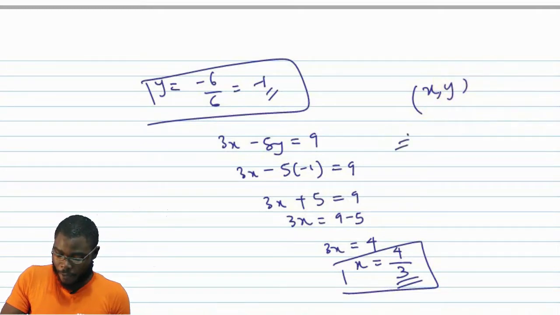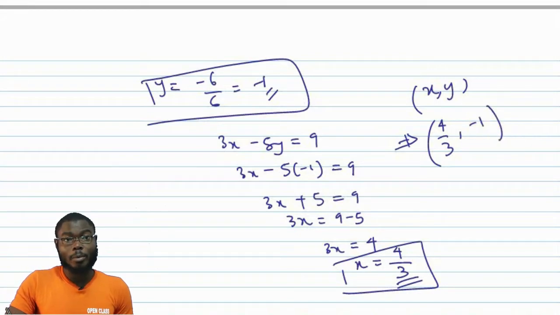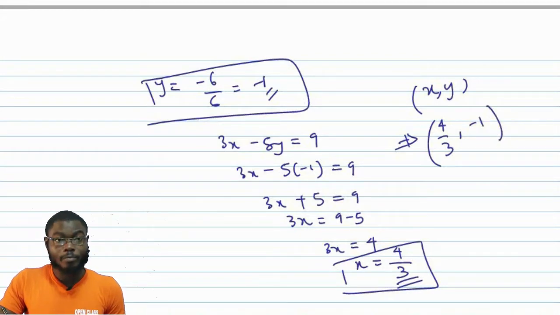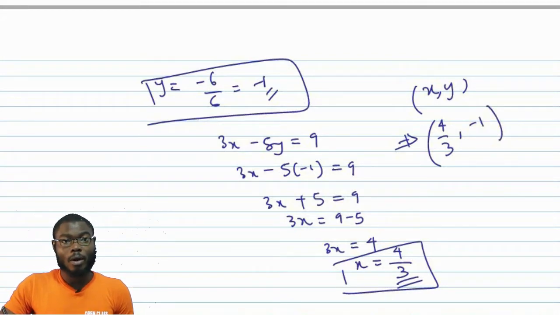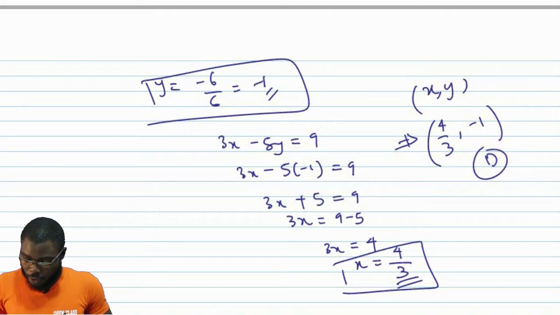If you write it that way, we have x equals 4 over 3 comma y equals minus 1. So if you look at your options, you have 3 over 4 comma 1, you have 4 over 3 comma 1, you have 3 over 4 comma minus 1, you have 4 over 3 comma minus 1. So your answer is D. Okay, now next question.